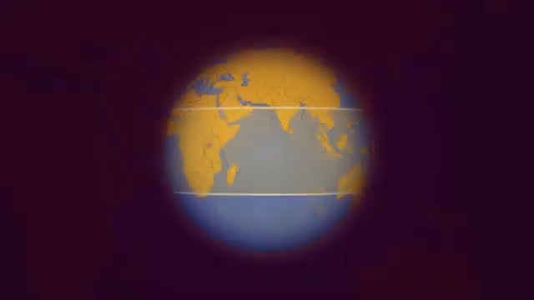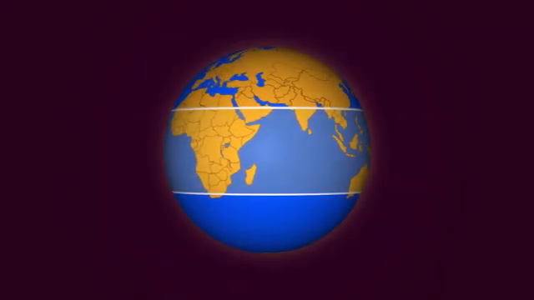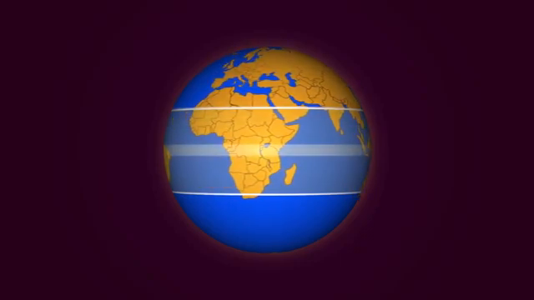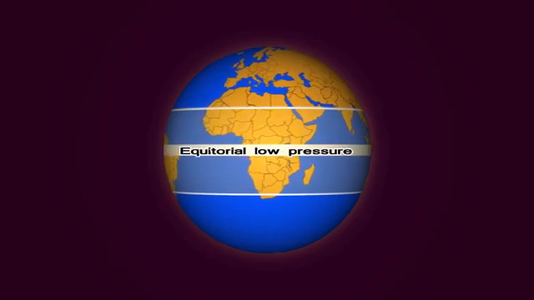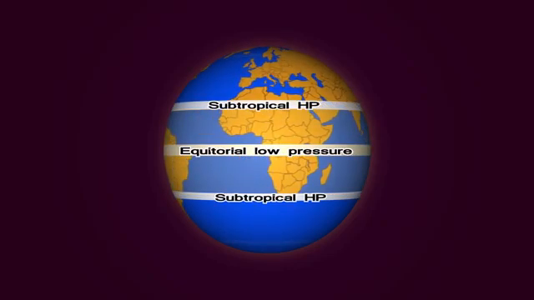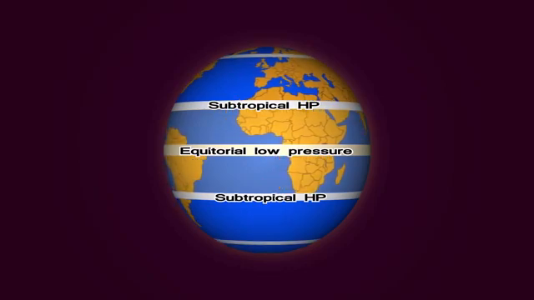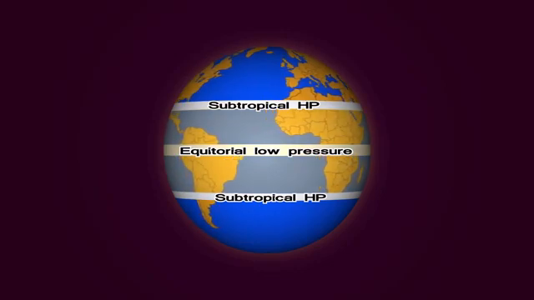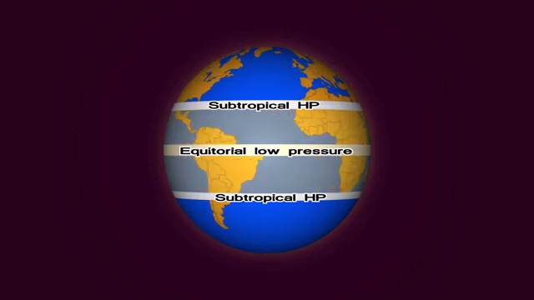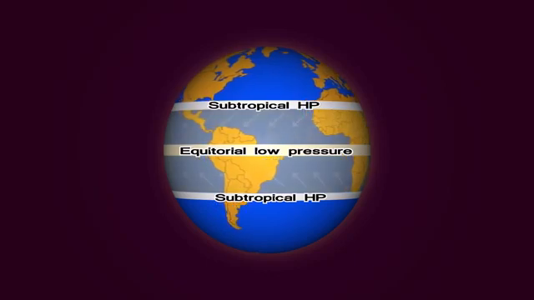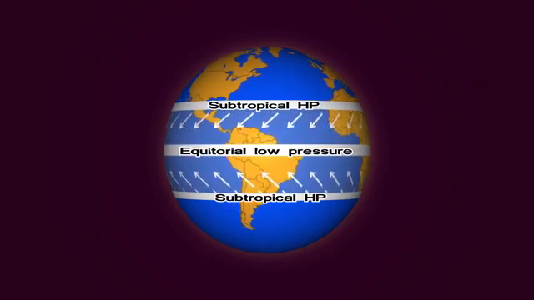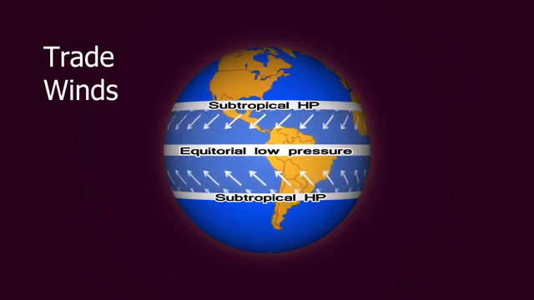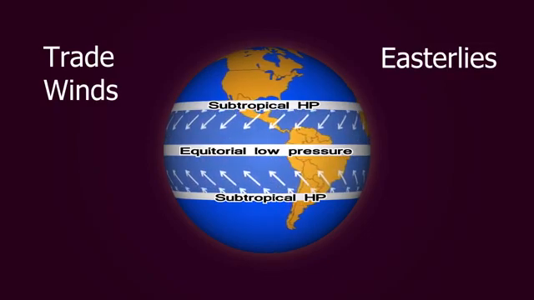If I take up the globe, it has important pressure belts, and they are: first one, equatorial low pressure belt, then subtropical high pressure belt, and subpolar low pressure belt. Now this region is known as the tropical region. Since equator is a low pressure belt, winds from subtropical high pressure belts move towards equator. Now these winds are known as trade winds, and these winds are also known as easterlies.